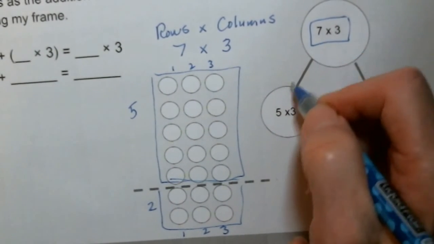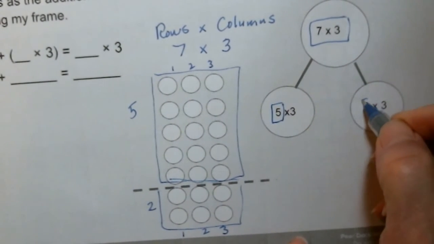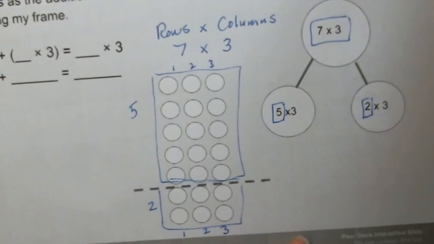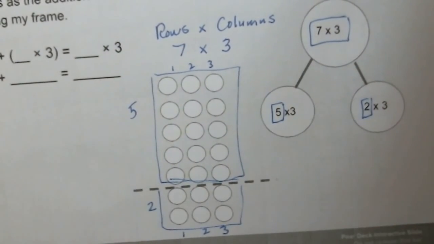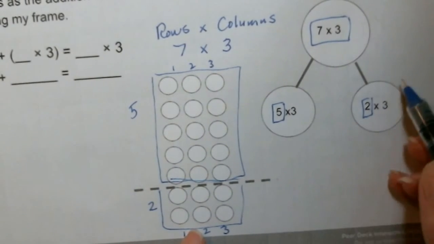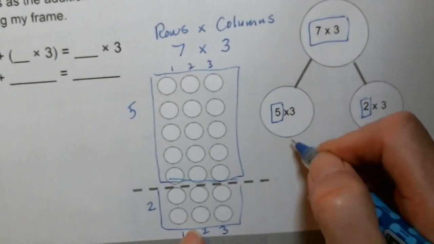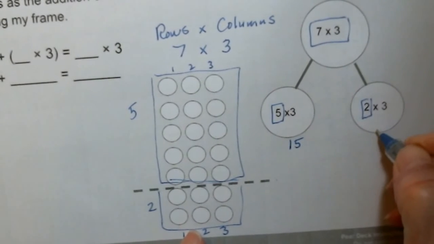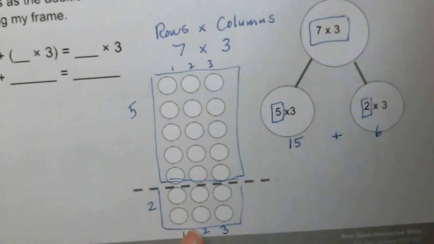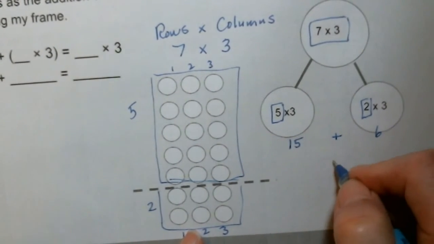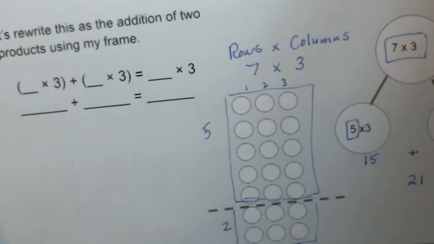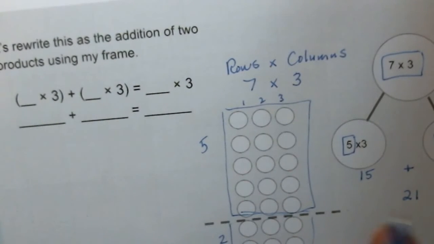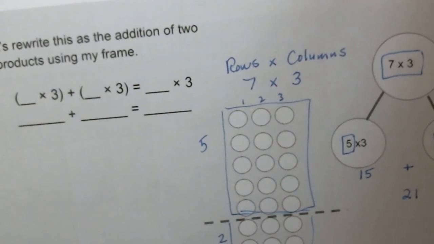They broke up this 7 into 5 and 2. The whole 7, they took it 5, 2. And then they did 5 times 3 and 2 times 3. So that would be 15 and 6. And then you would have to add them up and get 21. We did these together, so if you were with me, this should not look unfamiliar.